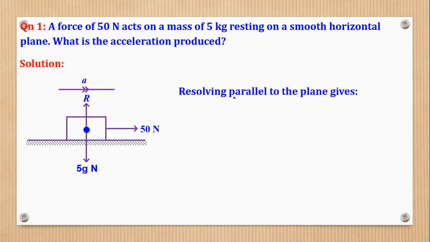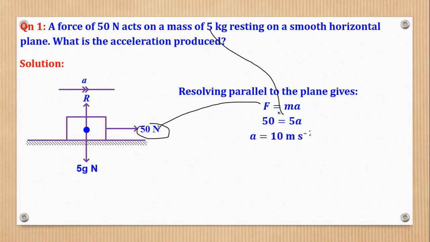Therefore, resolving parallel to the plane. Parallel is this, horizontally. So resolving parallel to the plane, F is equal to ma, and F is the resultant force. In this case, there is only one force, so that's what we shall put here. And mass is 5 kg. Therefore, a can be got as 3 meters per second squared. And that's what they wanted.